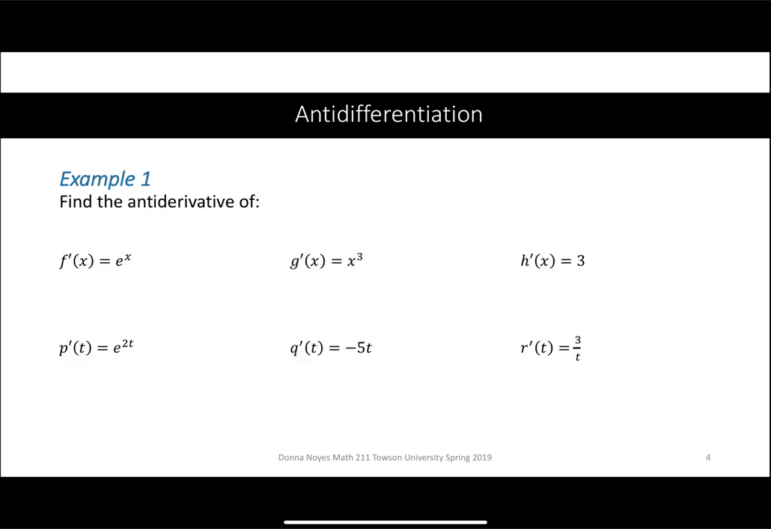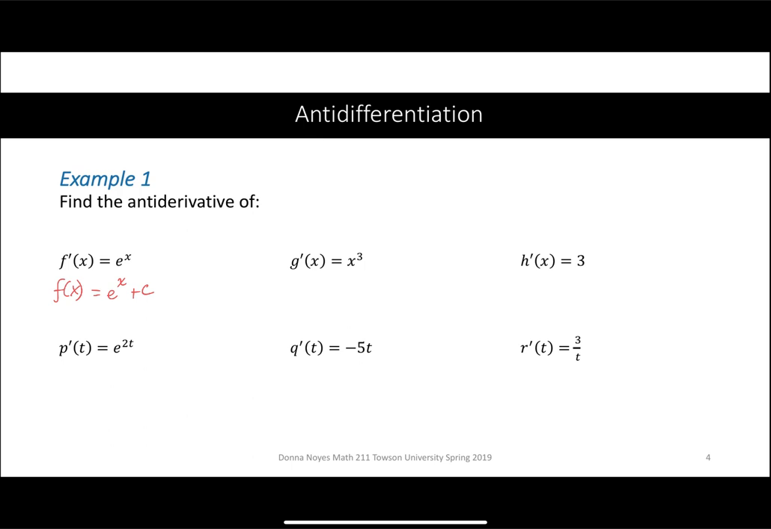Let's see if we can figure out a few more antiderivatives. What function has a derivative that is e to the x? Well, hopefully, because it hasn't been that long since we did this in Chapter 4, you'll remember that that function was, in fact, just e to the x. But remember, it could have had a constant, so it's also plus C.